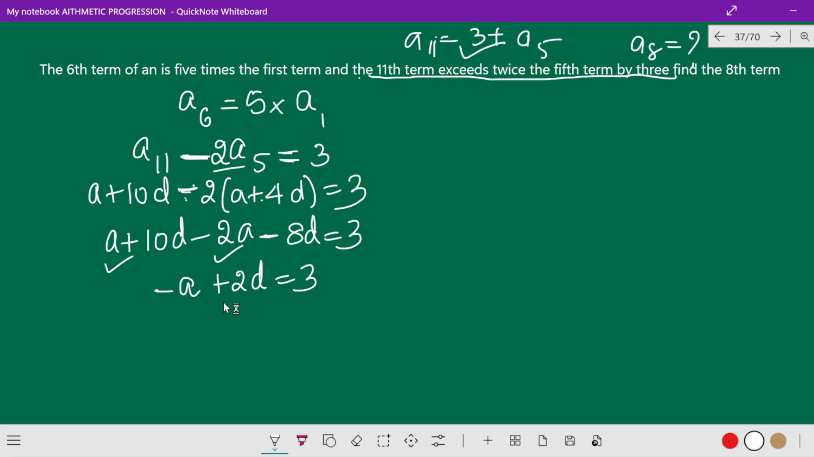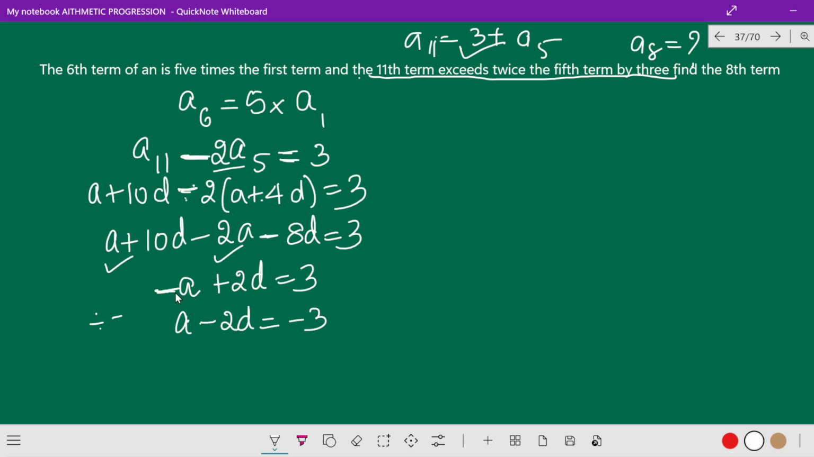Now we can take the minus sign and keep it all positive, if we want to simplify further. Okay, so here we can keep this in positive terms. Dividing by the minus sign, we will get A minus 2D is equal to minus 3.